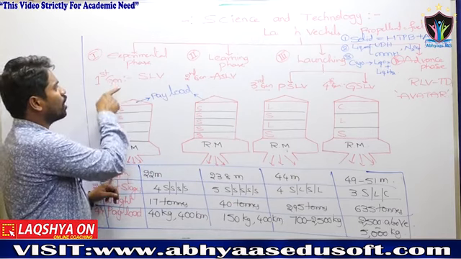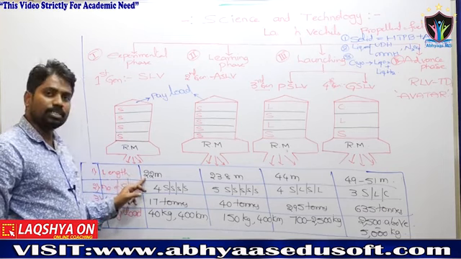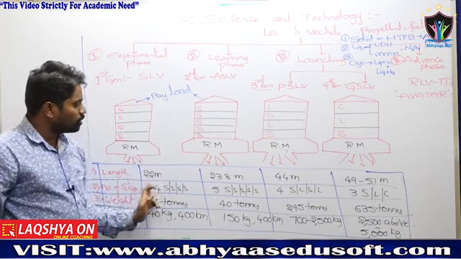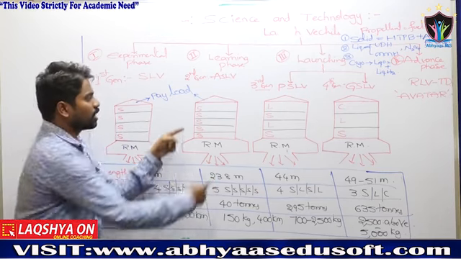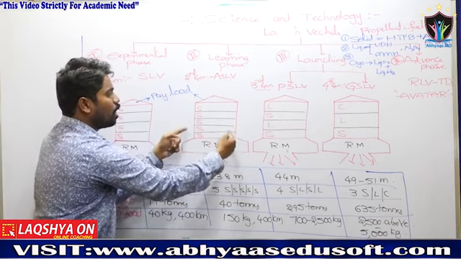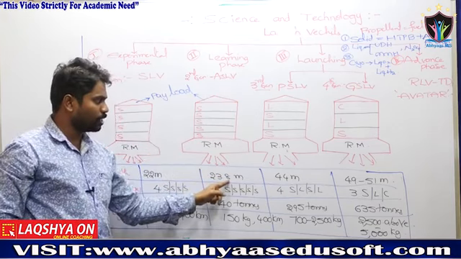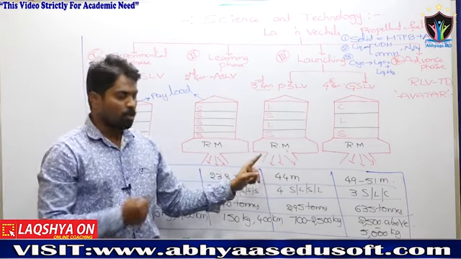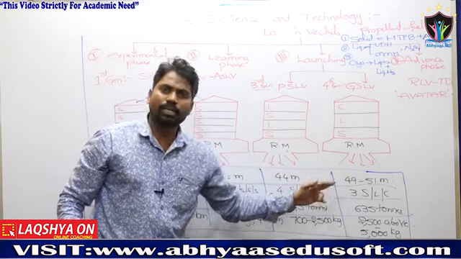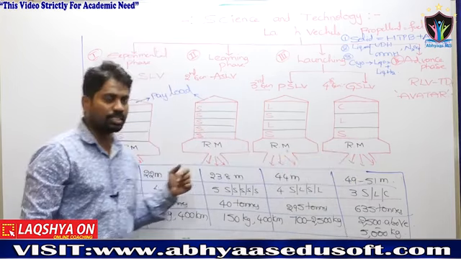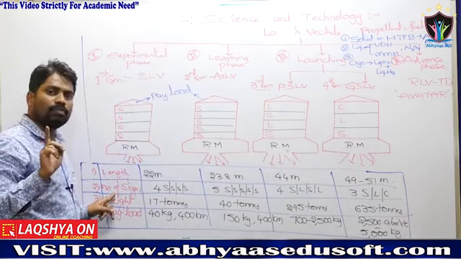Here, the length of the satellite launching vehicle SLV is 22 meters. The length of the ASLV is 23.8 meters, the cylindrical propellant-containing compartment length. What about the PSLV? 44 meters. What about the GSLV? 49 to 51 meters. That is the length of the launching vehicles.